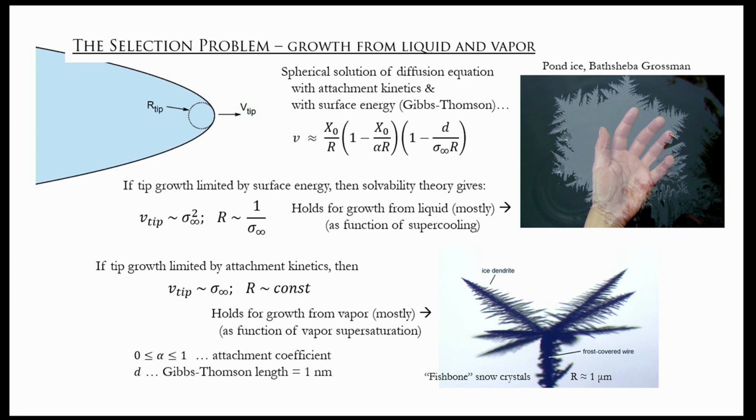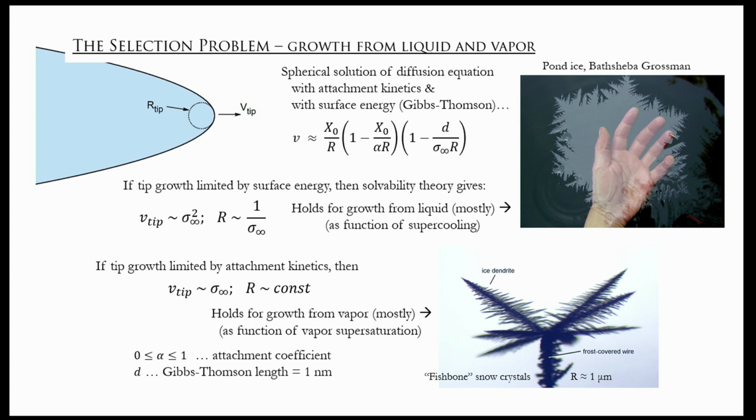However, if the tip growth is limited by attachment kinetics, if this is the dominant term, we can ignore that guy, then the tip velocity goes like not the second power, but the first power, and R is constant. And that tends to hold for vapor growth, mostly. And that's for anything growing from vapor. So if you're growing from liquid, you tend to get this solution. If you're growing from vapor, you tend to get this solution. There are caveats and exceptions, I'm sure, but that's kind of the way it is.